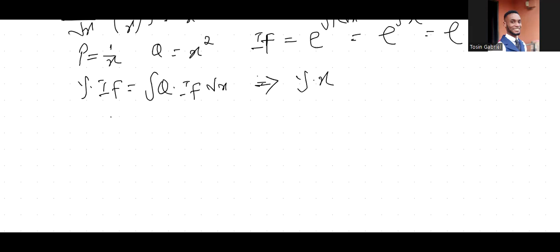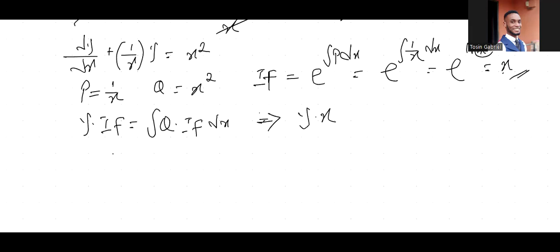Then we now use our formula. The formula is y multiplied by integrating factor, which is equal to the integral of q multiplied by integrating factor dx. Okay, then let's apply this formula. We are going to have y, that was y. Okay, we know y. Then the integrating factor is x. That's what we have here. As you can see, this is the integrating factor here, which is x.